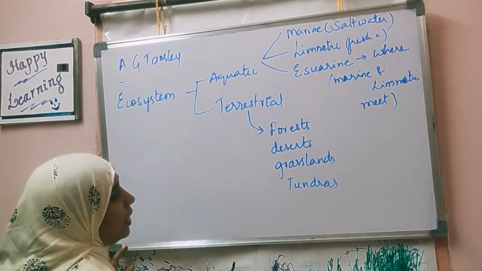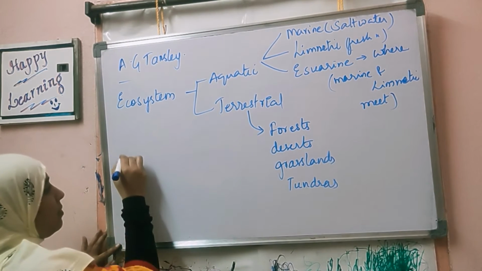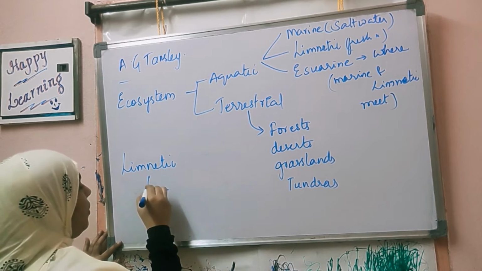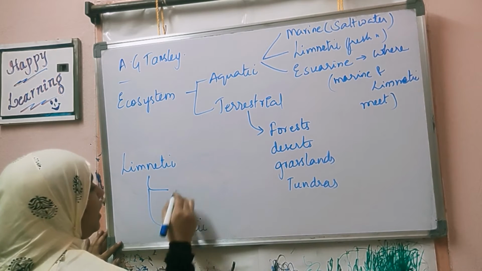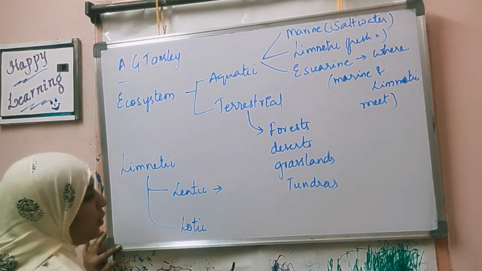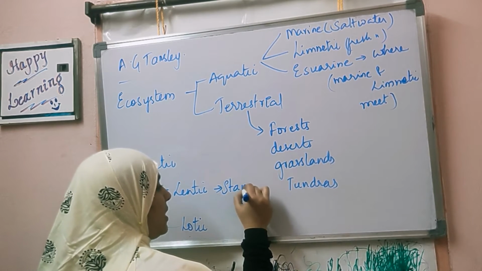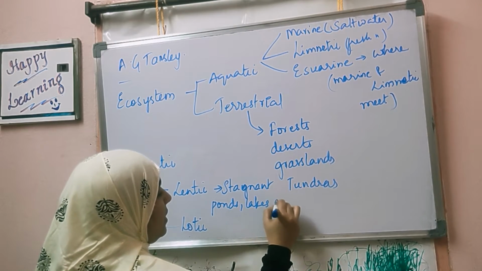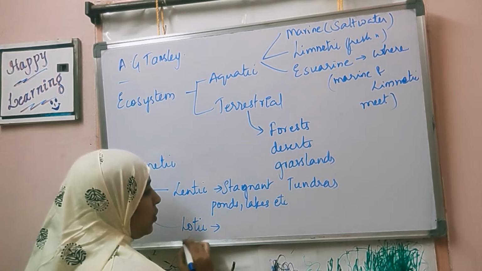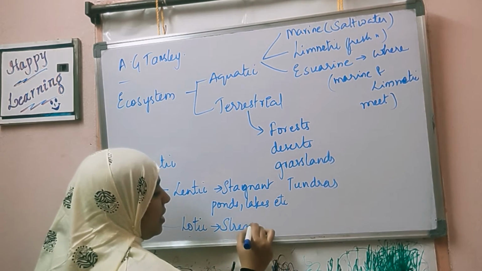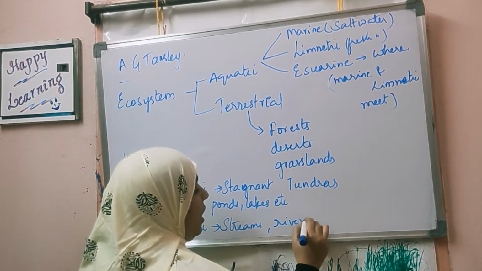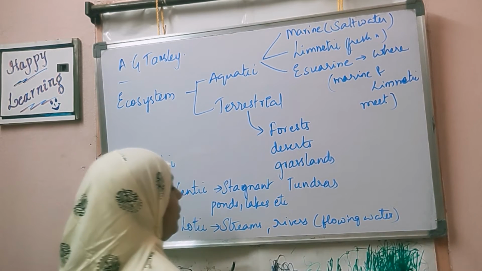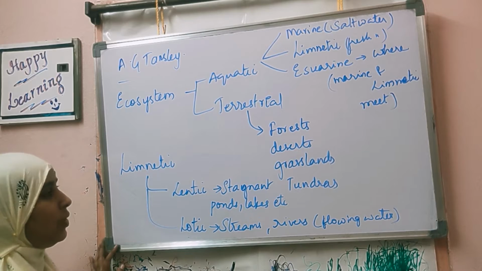Okay. And when we discussed limnetic ecosystem, it is again divided into two regions, lotic ecosystem and lentic ecosystem. Lentic ecosystem is stagnant water like ponds, lakes, freshwater lakes, etc. Lotic ecosystems are those like streams, rivers, which have continuously flowing water. Okay, that is lentic and lotic ecosystems.